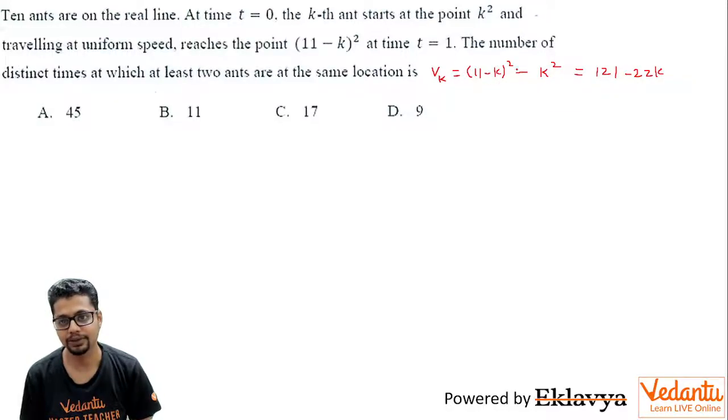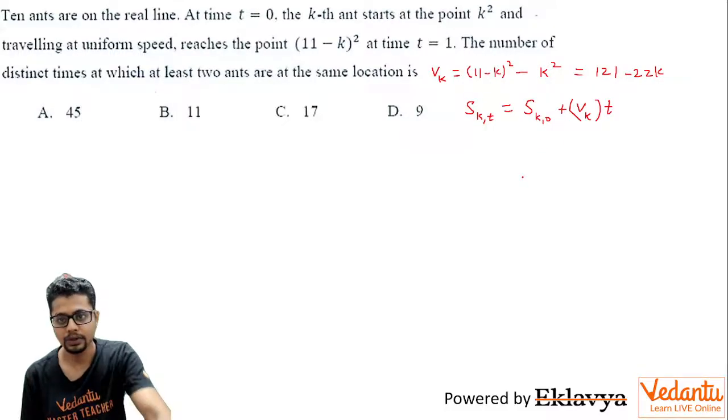If (11 minus k) whole square is more than k square, then the velocity is in the positive direction, and if (11 minus k) whole square is less than k square, then the velocity is in the negative direction. So what about the position of the kth end at time t? It essentially will be the initial position plus the velocity of the kth end times t, right?